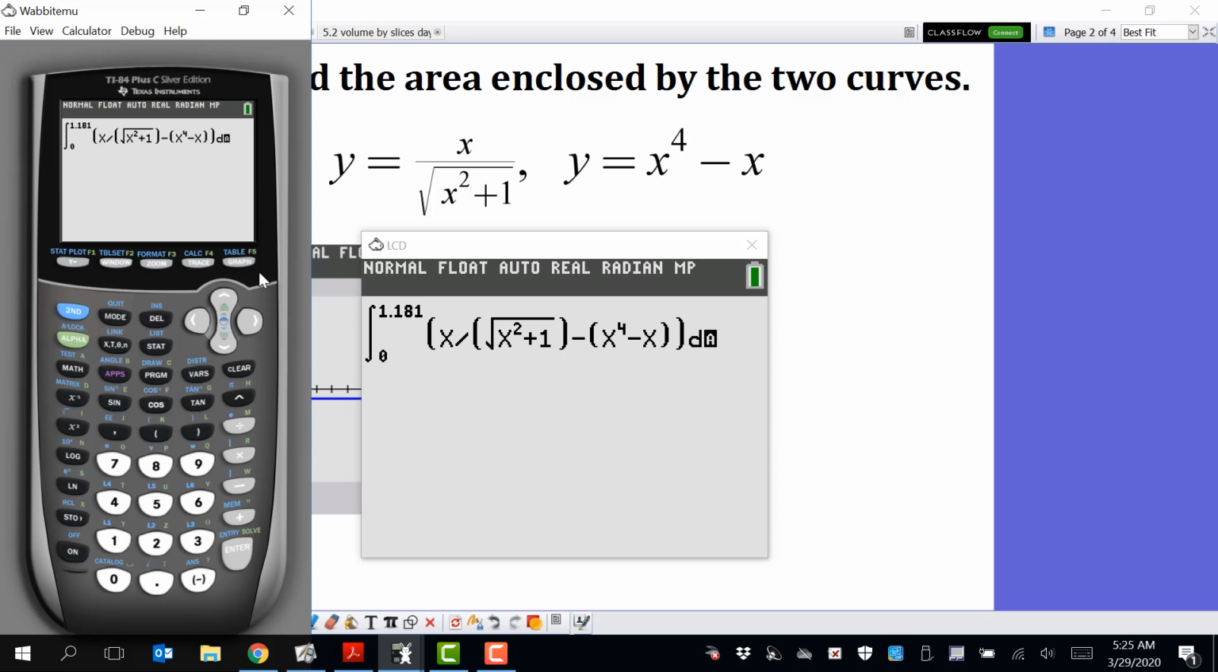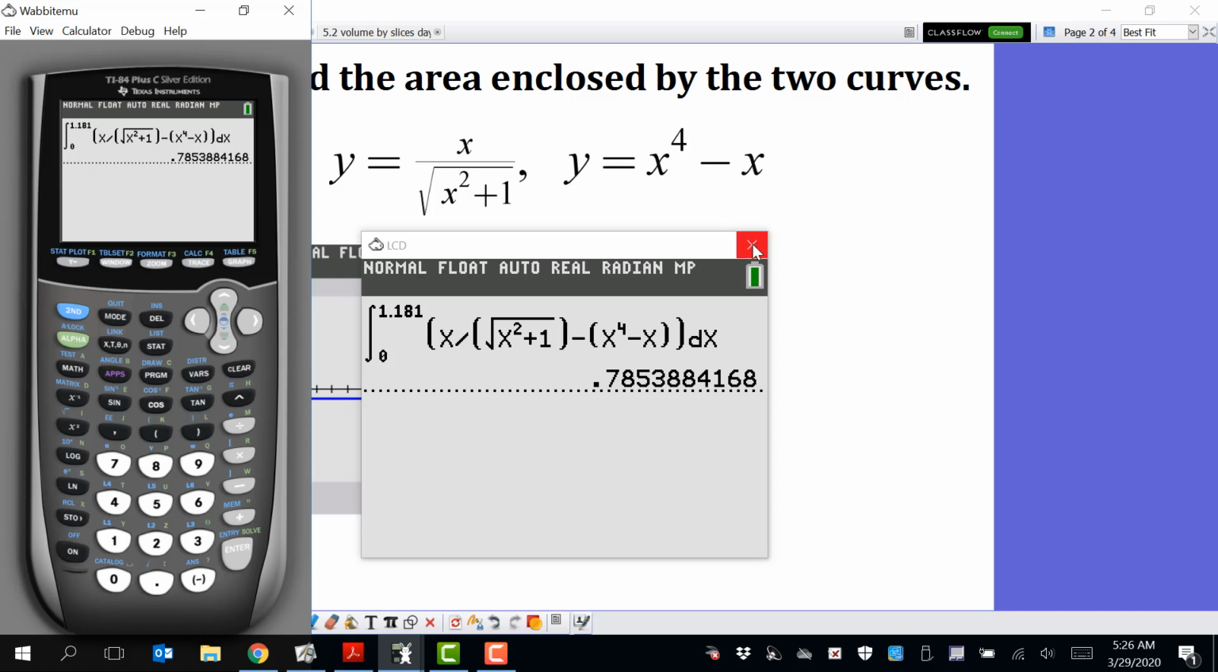And then don't forget to come out here to the end and define which variable you're integrating in terms of. So we're integrating in terms of x. So let's scan it, make sure I typed it in right. The hardest part is typing it in right. From 0 to 1.181, that's correct. Top curve minus bottom curve with respect to x. So press enter, and it'll spit out for you a solution. So there you go. You've got your first area of that enclosed region.